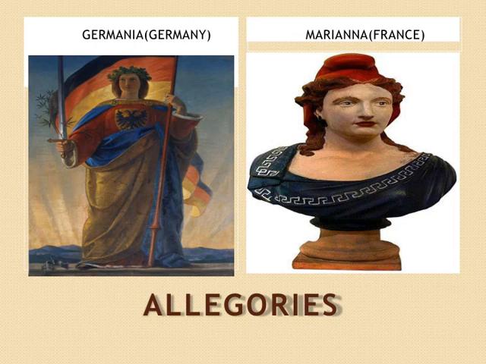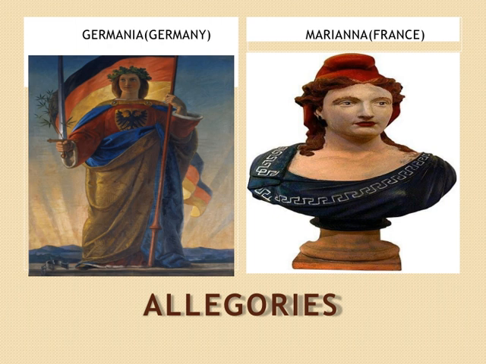Now, let's take a moment to explore the allegories represented on this slide. When we think about allegories, we're really looking at symbolic representations that convey deeper meanings. Here, we see two prominent examples: Germania, representing Germany, and Mariana, symbolizing France. Germania is often depicted as a strong, noble female figure, embodying the ideals of German unity and strength. She's a powerful symbol during periods of national identity formation, embodying resilience and the spirit of the German people.